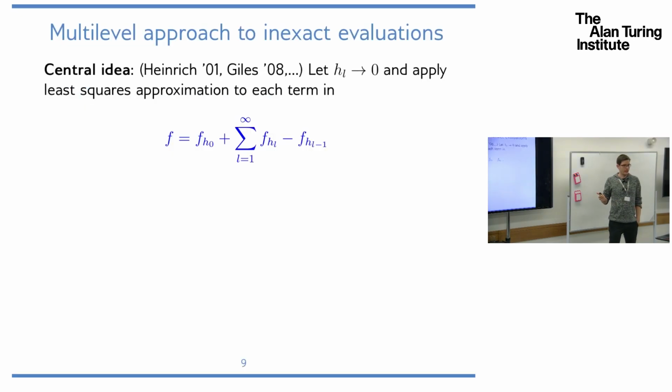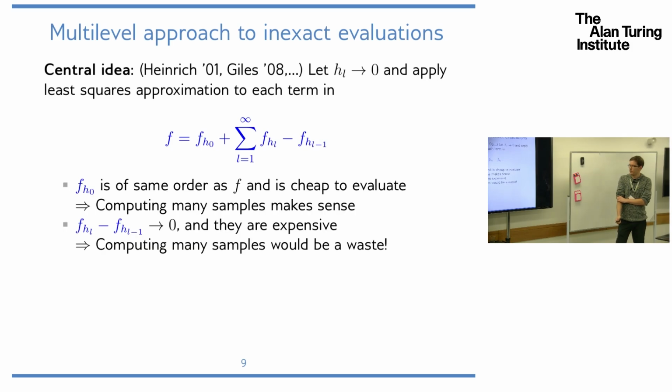And okay, these multi-level algorithms are based on the fundamental idea to use a decomposition of your function f. It's a telescopic decomposition. We just first write f as f_h0, so a coarse approximation, and then an infinite sequence of corrections to this original coarse approximation. Now, if you want to turn this telescopic sum into a practical algorithm, we need to, of course, truncate it and then apply least squares approximation, or any other algorithm, to each of these terms.